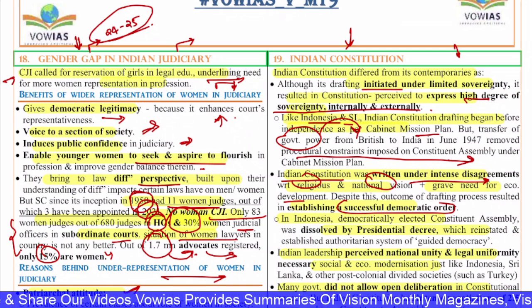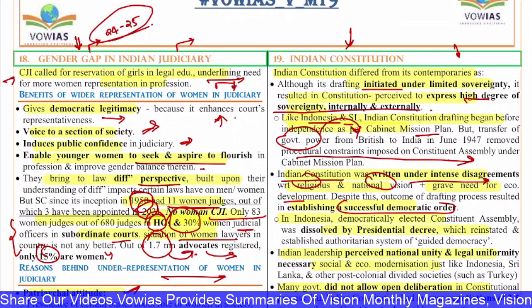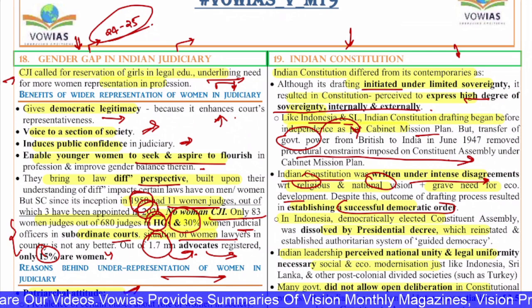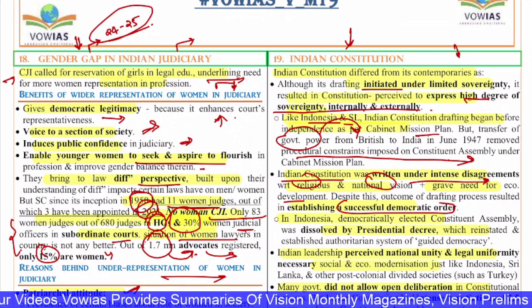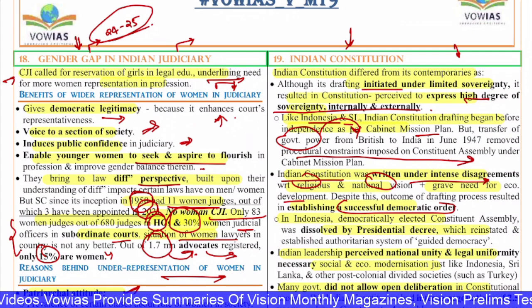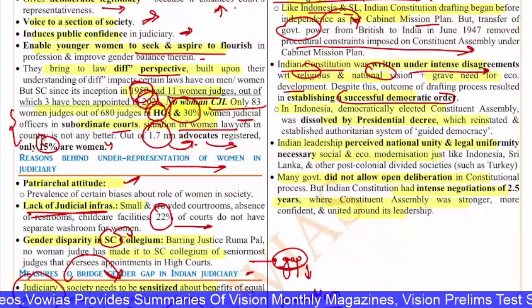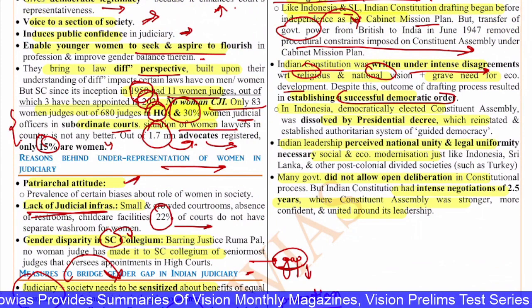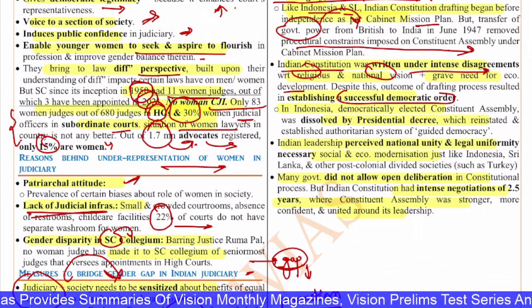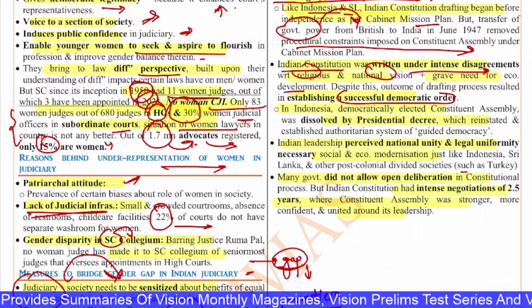In Indonesia, the democratically elected Constituent Assembly was dissolved by a presidential decree, which established an authoritarian regime of guided democracy. Indian leadership perceived national unity and legal uniformity as necessary, and social and economic modernization was also important, just like in Indonesia, Sri Lanka, and other post-colonial divided societies like Turkey.